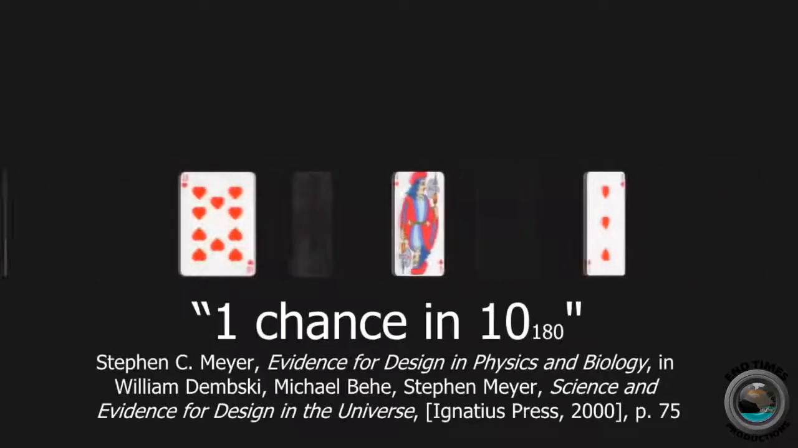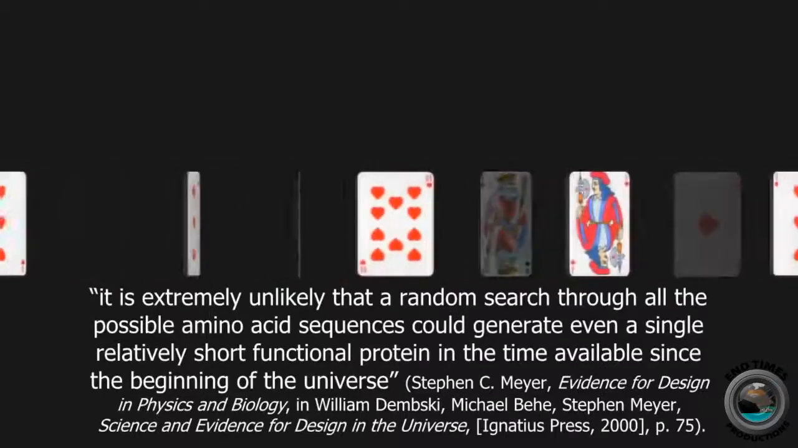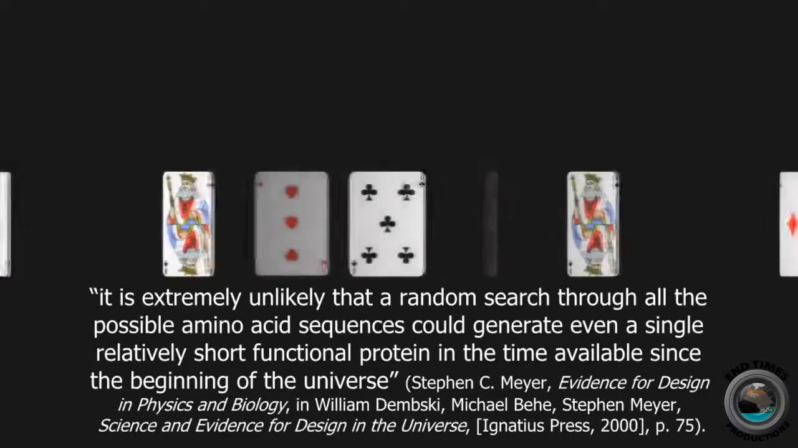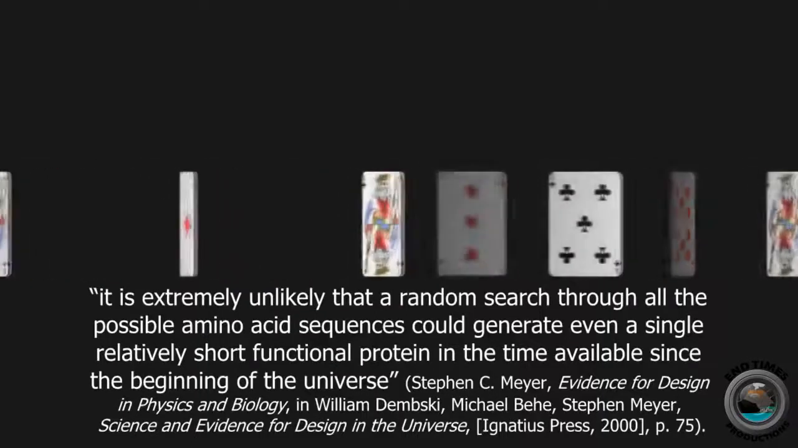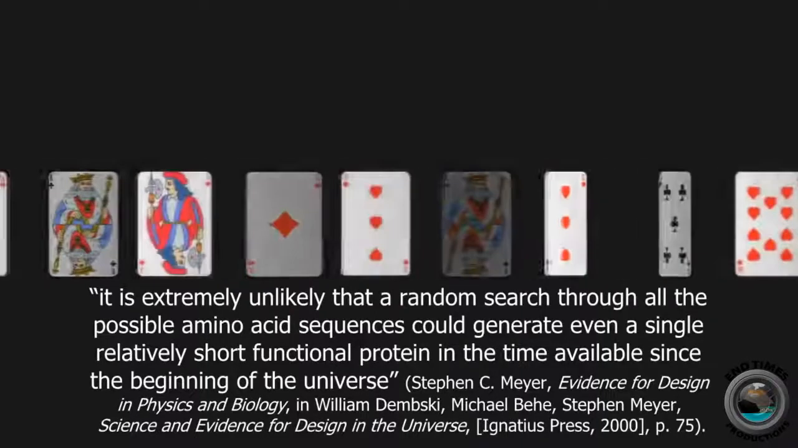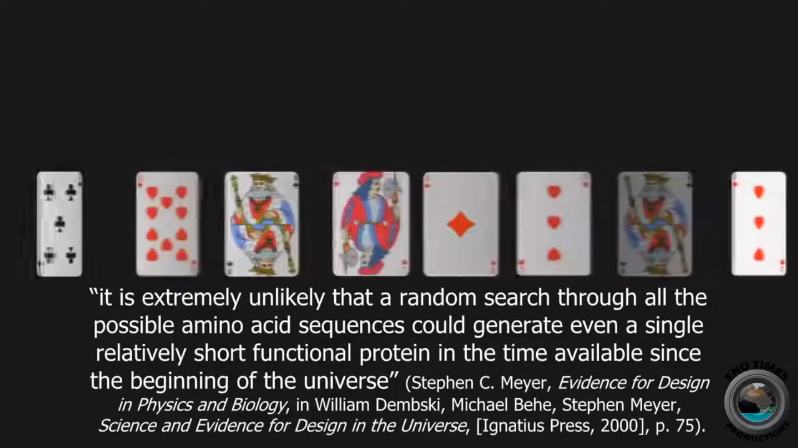Moreover, he calculated that to generate a single functional protein of 150 amino acids exceeds 1 chance in 10 to the 180th power, and notes, it is extremely unlikely that a random search through all the possible amino acid sequences could generate even a single relatively short functional protein in the time available since the beginning of the universe.